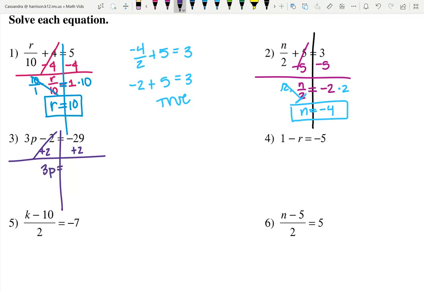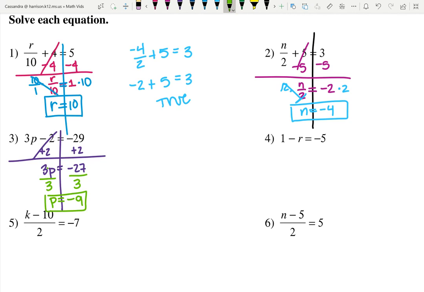3p equals -29 plus 2. Do this on your calculator so you don't mess up with your negatives, all right? Negatives take a long time to get straight, and you're not there yet, some of you. So just type it in the calculator. -29 plus 2 is -27. All right, now I want to get rid of the coefficient, the number being multiplied or divided by p. In this case, that's a times 3. How do I get rid of a times 3? Divide by 3. And I get that p equals -27 divided by 3 is -9.